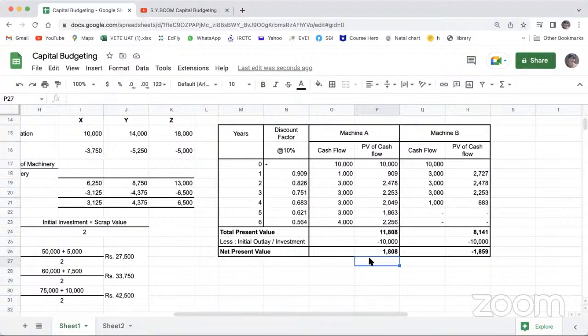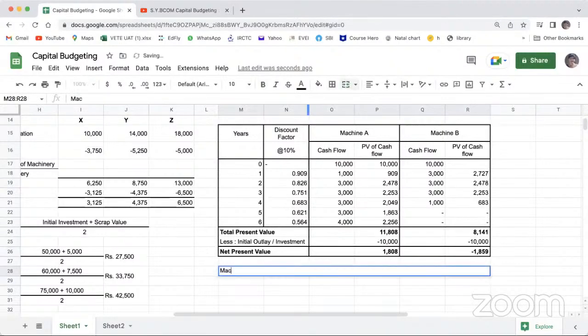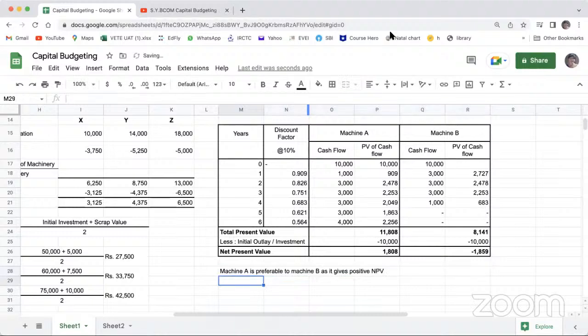So यहाँ पे अगर आपको बोला है तो नीचे हम उसके लिए कमेंट लिखेंगे: मशीन A is preferable to machine B as it gives positive NPV. अगर ऐसा होता है कि दोनों भी पॉजिटिव दे रहे हैं, देन यू हैव टू चेक व्हिच एवर द अमाउंट इज मोर, राइट? सो यहाँ पे लिखते हो, एज इट गिव्स मोर एनपीवी. ठीक है, जो भी मशीनरी आप सिलेक्ट कर रहे हो वो पहले लिखना, प्रेफरेबल टू द अदर मशीनरी एज इट गिव्स मोर एनपीवी.